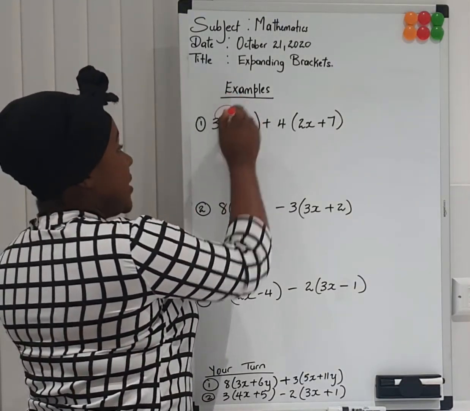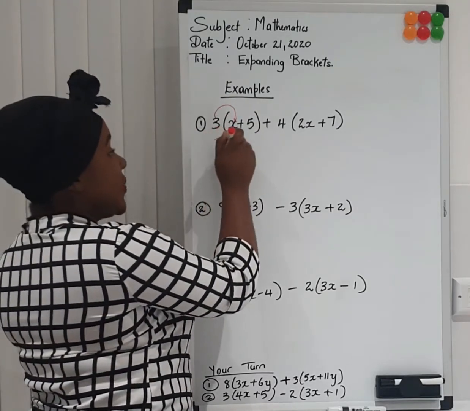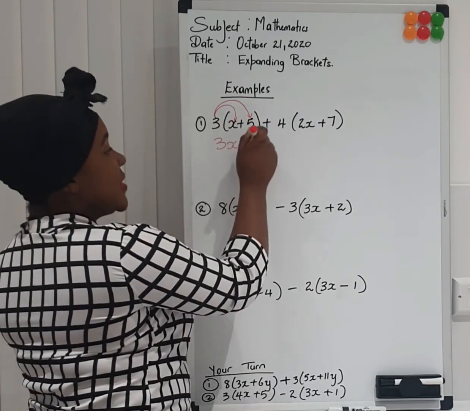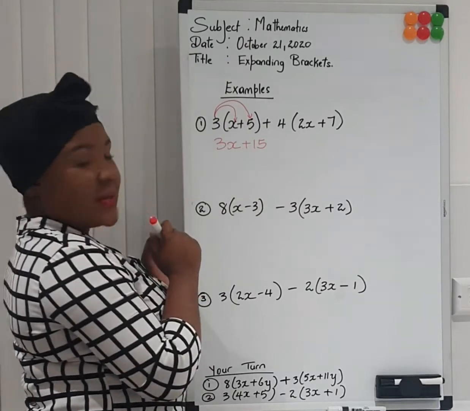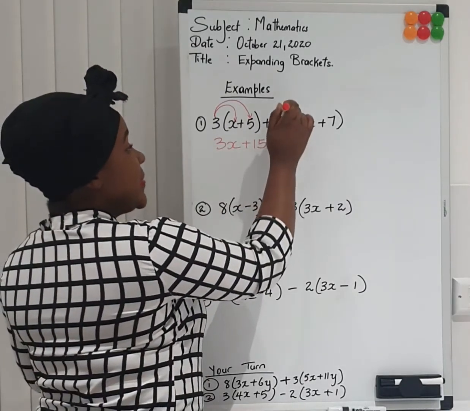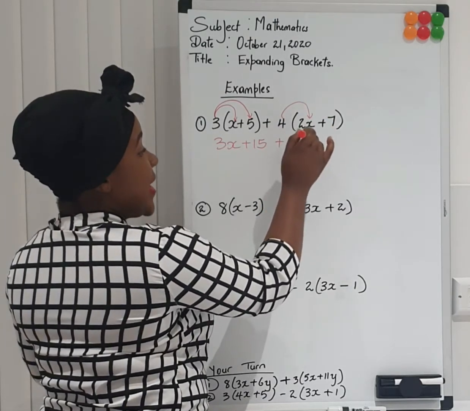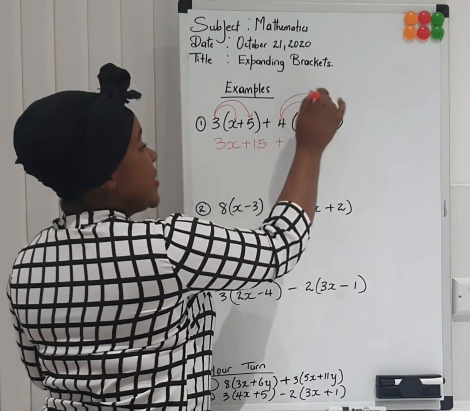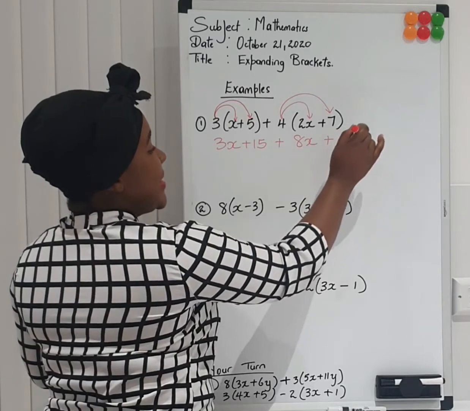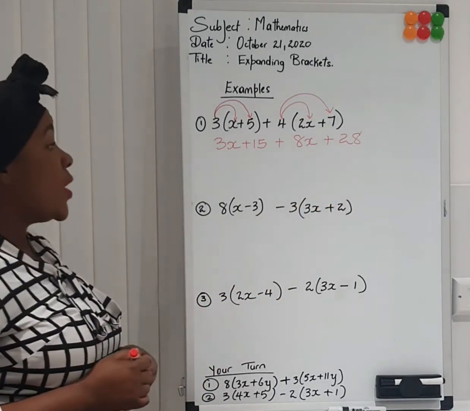So it's 3 times x, right? And that gives us 3x, and then it's going to be 3 times 5, which gives us 15. Good? And then we're going to go with the 4 here, the positive 4. So it's positive 4 times 2x, which gives us positive 8x. And it's going to be positive 4 times 7, which gives us positive 28. Alright? So we have all of those so far.